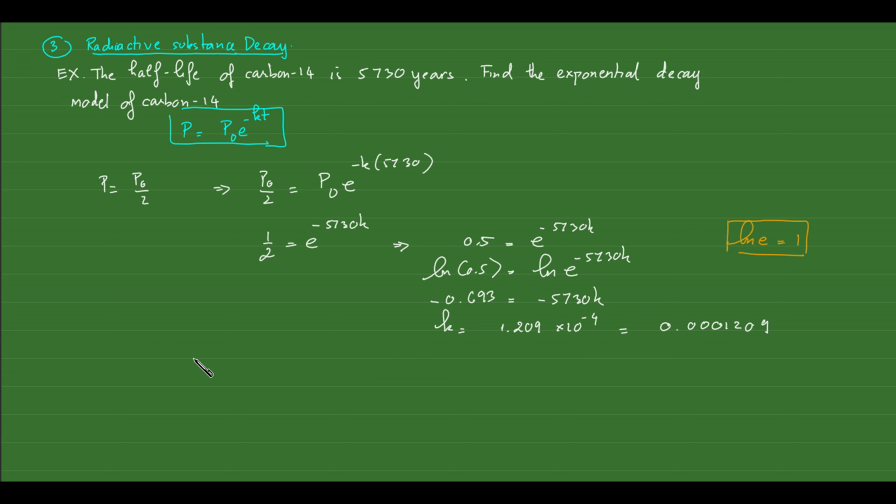So my final answer, my model will be P equals P0 e to the negative 1.0001209 t. There you go. Alright, the rate. So it is only about 1.01209%. That is the rate.